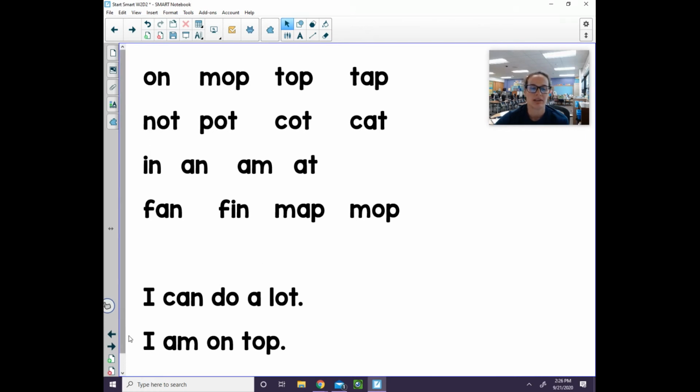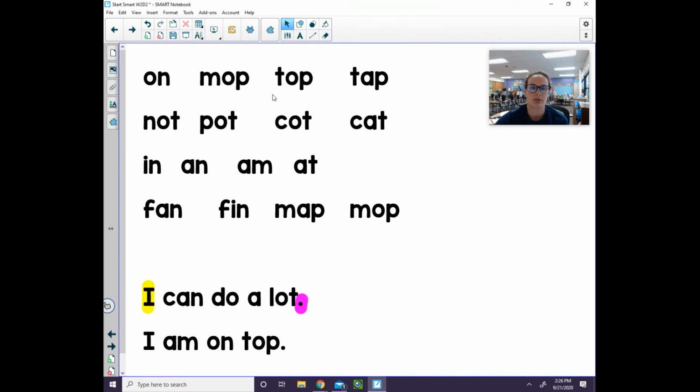Very good. Now we're going to take a look at these two sentences down here. Let's count the number of words in this sentence. 1, 2, 3, 4, 5. It had 5 words in it. Take a look. What does a sentence start with? It starts with a capital letter. I'm going to go ahead and highlight that capital letter. I'm also going to highlight what a sentence ends with. A sentence ends with a period.